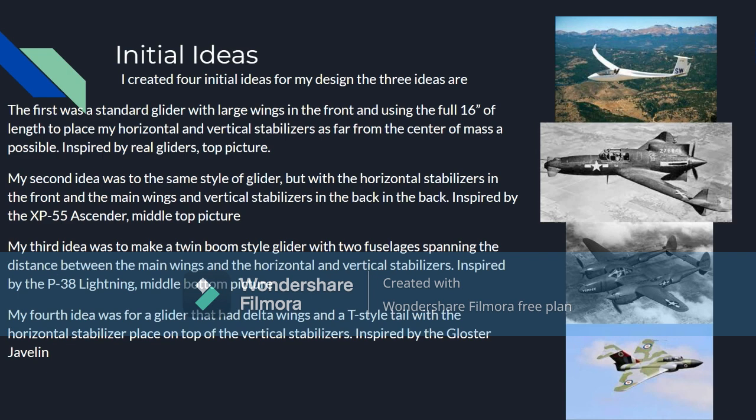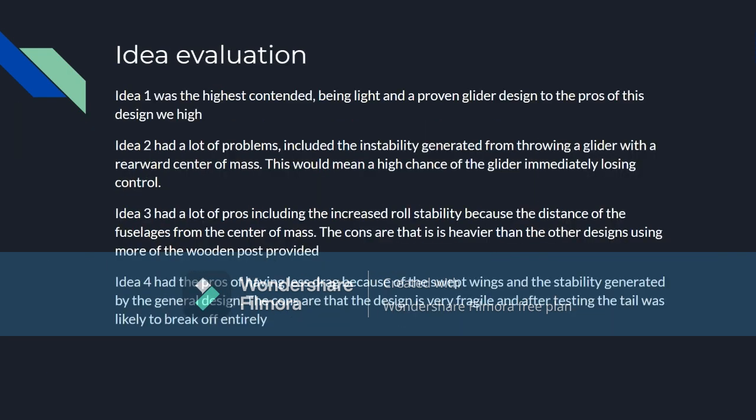My third idea was to make a twin boom style glider with 2 fuselages spanning the distance between the main wings and the horizontal and vertical stabilizers, inspired by the P-38 Lightning, the middle bottom picture. And my fourth idea for the glider was to have delta wings and a T-style tail with the horizontal stabilizer placed on top of the vertical stabilizers, inspired by the Gloster Javelin.